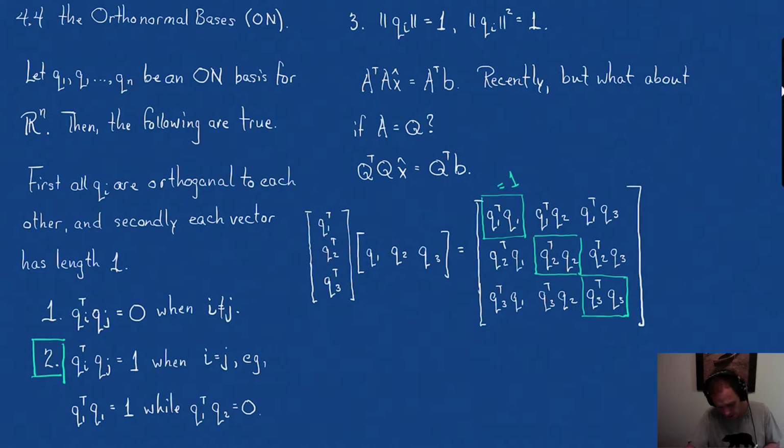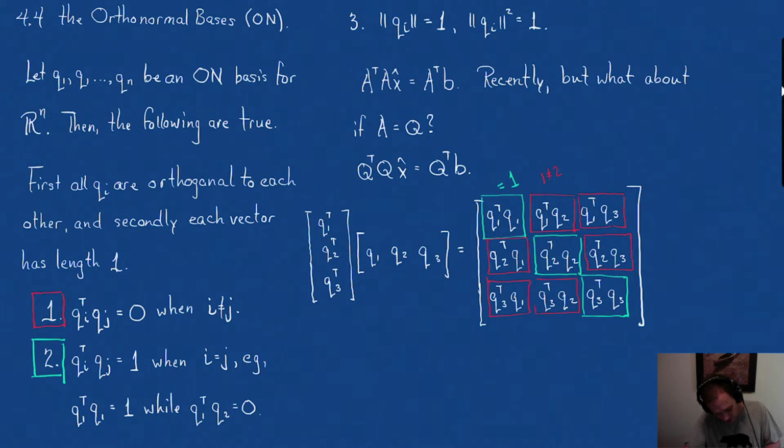Well, what happens in the red boxes? For example, here's one that says Q1 transpose Q2. In this case, 1 is clearly not the same as 2. Well, that goes back to rule number 1. So in other words, all of my red boxes, all of these where the indices do not match become 0.